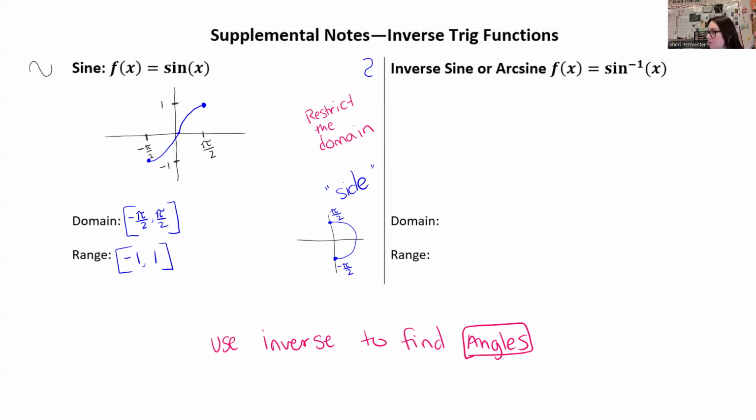So when you restrict the domain and create an inverse, x and y switch. So when I go to make my inverse graph, instead of my x-axis being negative pi over 2 to pi over 2, that's going to turn into my y-axis. So negative pi over 2 to positive pi over 2. And then my y-axis is going to turn into my x-axis. So I'm from negative 1 to 1. Make sure you put the negative 1 on the left.